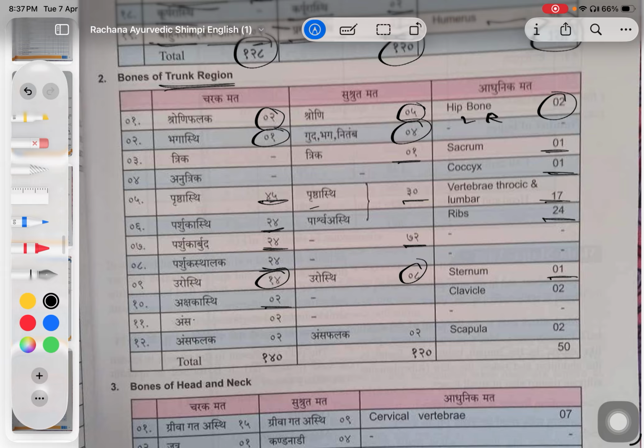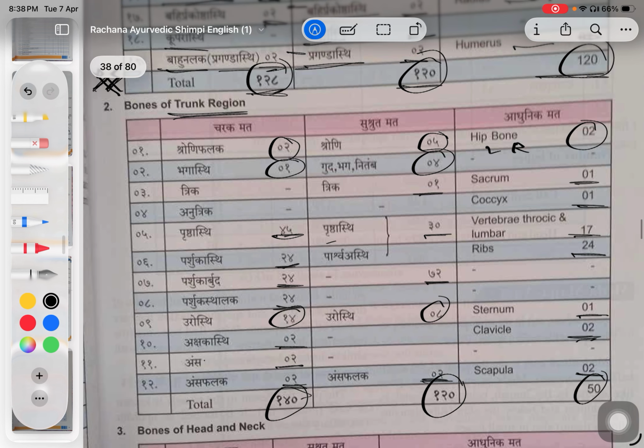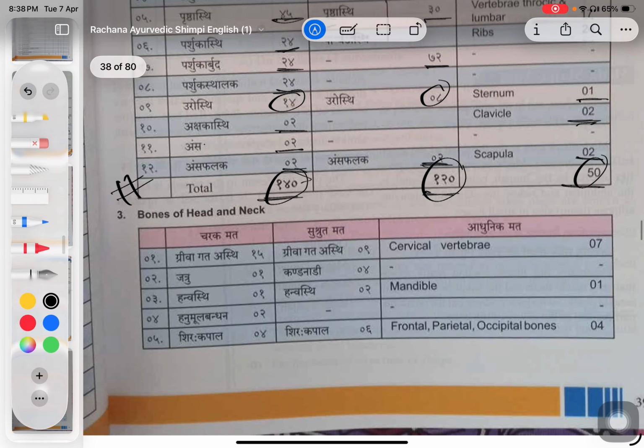Akshakasthi 2, clavicle 2. Ans 2, Ansphalak 2, scapula 2. So they are 140, 120, 50. You just need to go through these and basically learn only this total. That will be helpful in the MCQ part. Like total in extremities according to the 3 different opinions and total bones in trunk region according to Terex, Fisher and Morton.